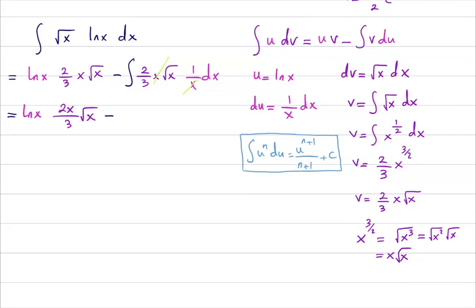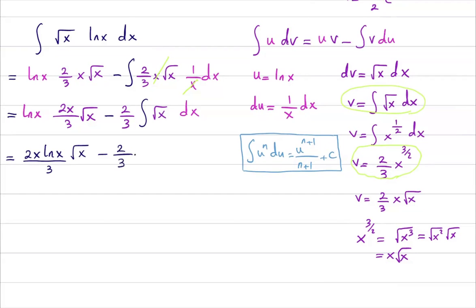Minus, well, here you have 2/3 the integral of square root of x dx. We already know how to calculate the integral of square root of x. We already saw that. So it's just on the right hand side. The integral of square root of x is 2/3 x to power 3 halves. So this integral is equal to 2x ln of x divided by 3 times square root of x minus 2/3 times, well, you have another 2/3 x to power 3 halves plus c.